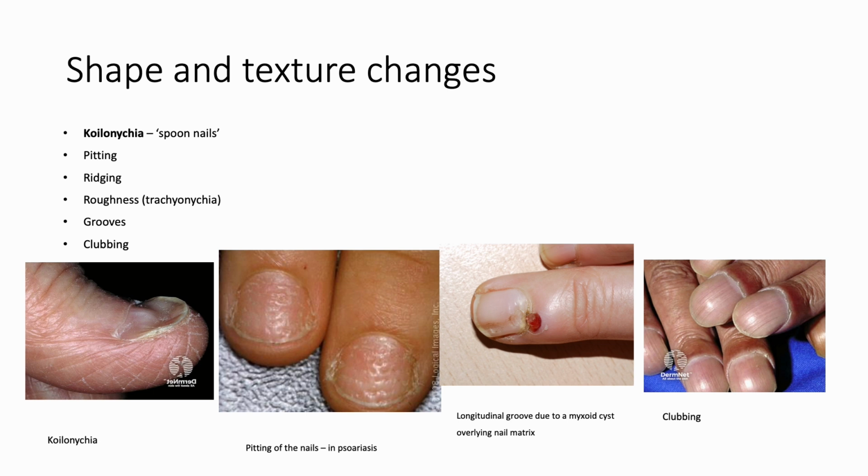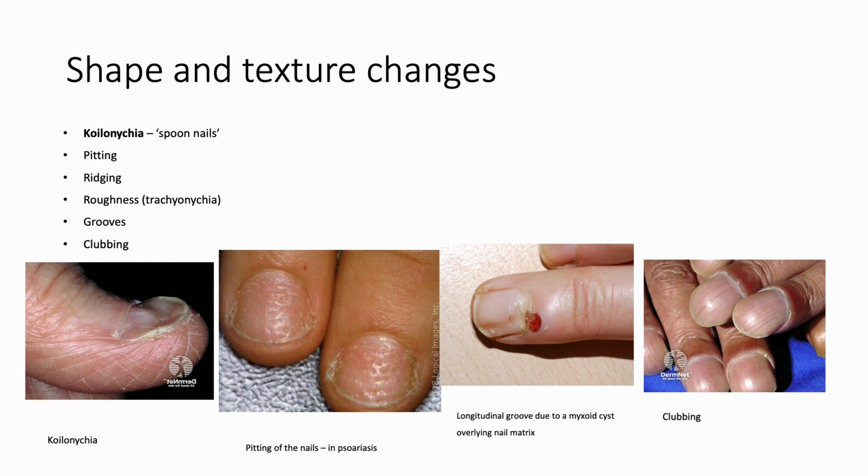Koilonychia, as pictured in the first image, is the spoon-shaped nail, which can occasionally be a normal sign, but is also associated classically with iron deficiency anemia, diabetes, states of low albumin, connective tissue diseases, exposure to solvents, and potentially treatment with acitretin, a dermatological drug commonly used in conditions such as acne.